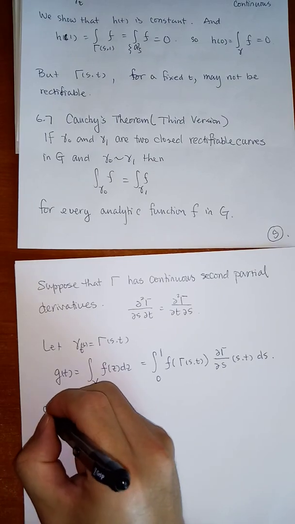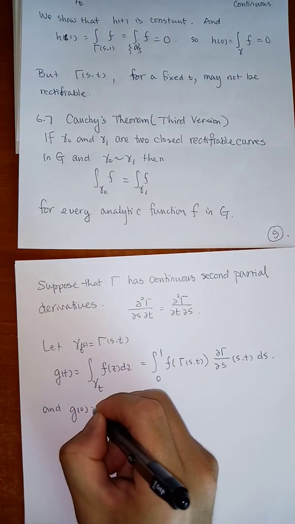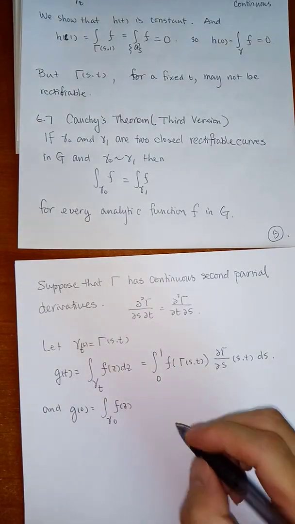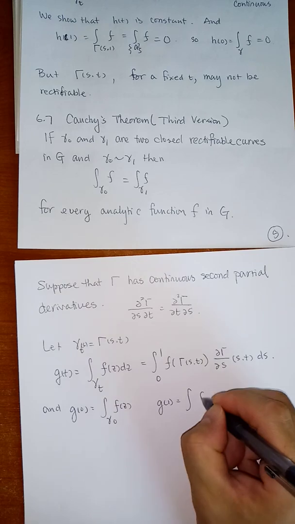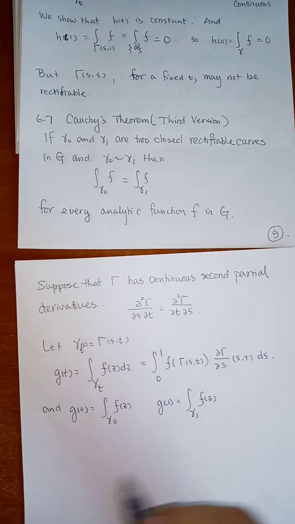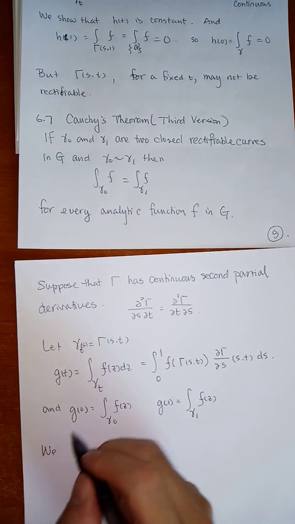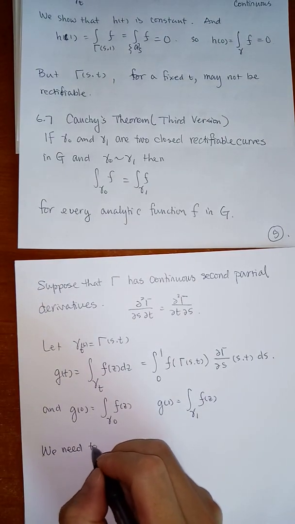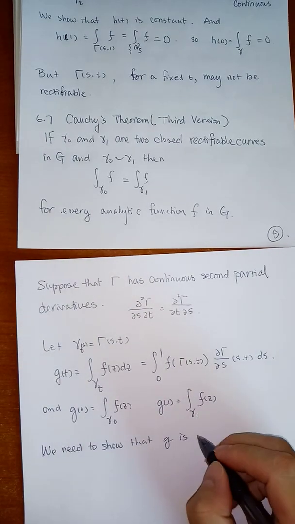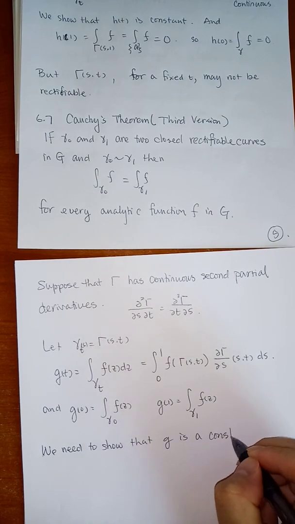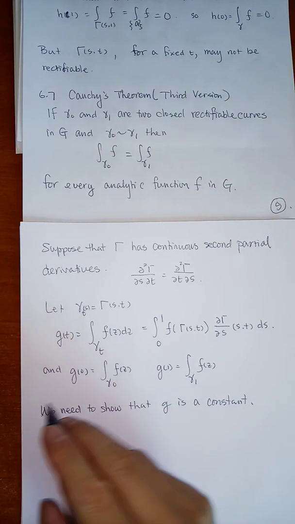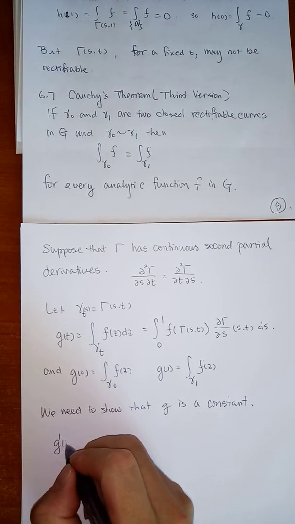Okay, and if we take t equal to 0, it's the integral along gamma 0. If we take 1, it's an integral along gamma 1. So we're going to show that G is a constant. How do we show G is a constant? We do the differentiation. So G prime of t.